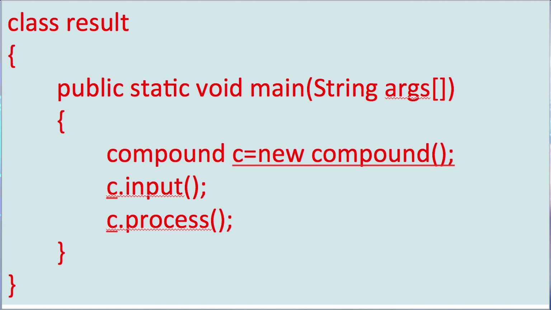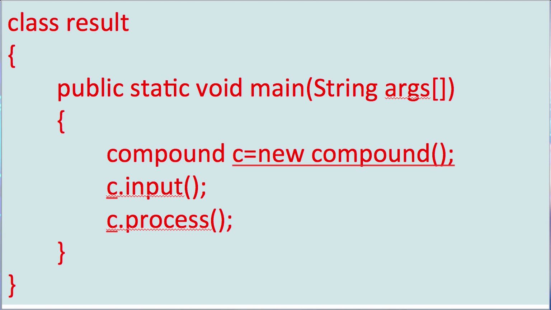So you can see here C is the object of the Compound class. Compound C equals new Compound. Here by using the new operator we can create the object of any class, new Compound. So C is the object of the previous class, the Compound class. We have defined the object C of this Compound class, and now we are writing C dot input. Now we can execute the input function and the process function.